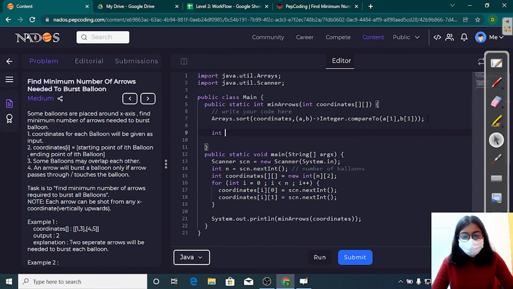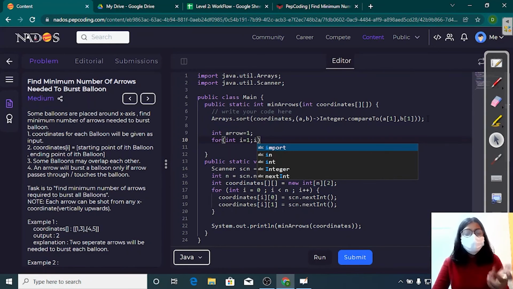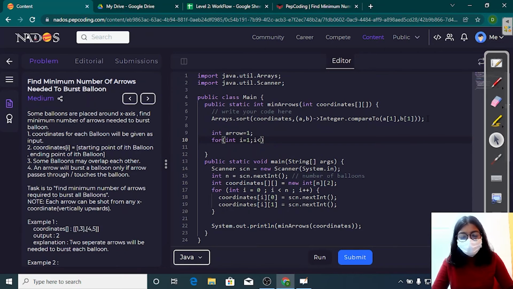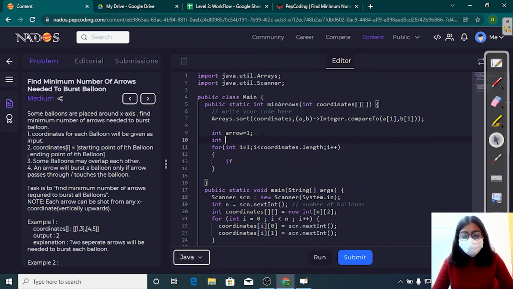Okay, I will be having int arrow equal to 1 initially, that is for my first balloon. Now I am going to run a loop for int i equals 1. i equal to 1 represents my second balloon, right? Till n, that is coordinates.length, i++. All right. Now I'm also going to find out my end. So my end here will be equal to coordinates[0][1], that is the ending point of my 0th balloon, that is my first balloon.